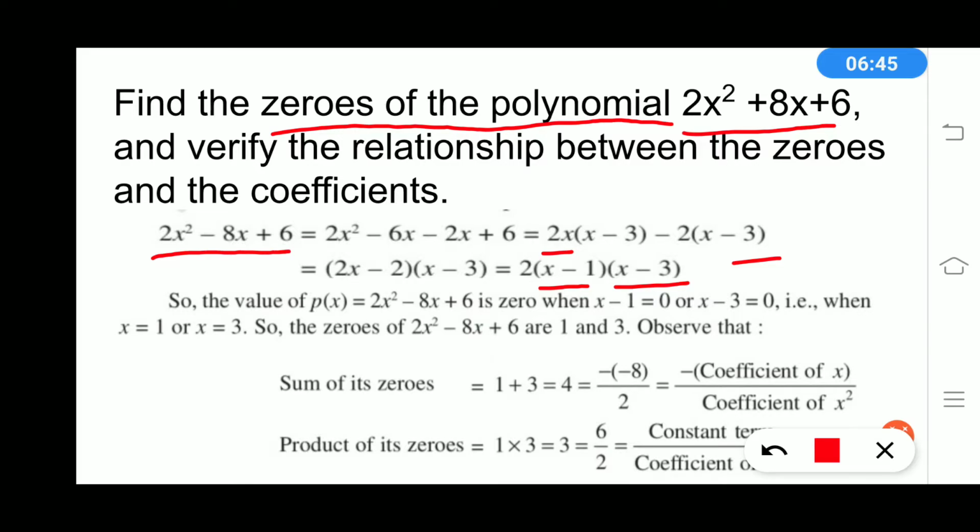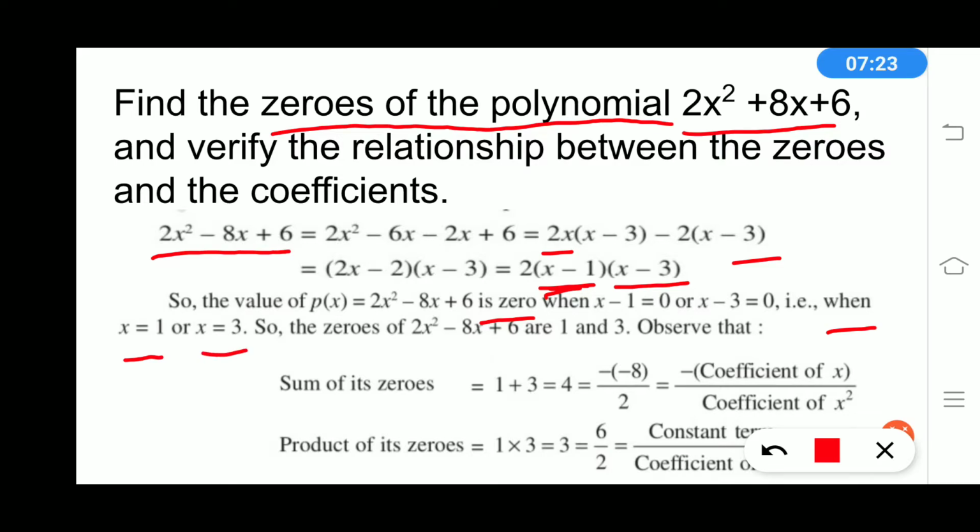Okay, so the value of p(x), that means 2x square minus 8x plus 6, here p(x) is a polynomial, and we denote this polynomial, 2x square minus 8x plus 6, by p of x. Okay, so the value of this polynomial 2x square minus 8x plus 6 is 0 when x minus 1 equals 0 or x minus 3 equals 0. That means when x equals 1 or x equals 3.